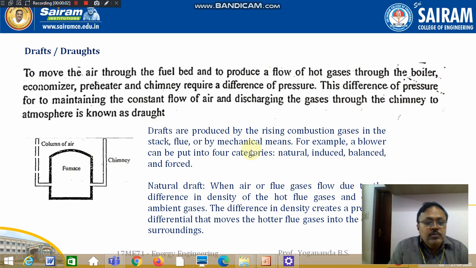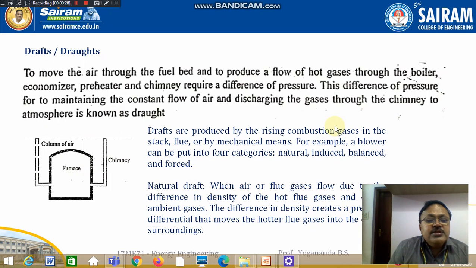Now we have drafts or draughts. Okay, what are drafts or draughts? For movement of any fluid, whether it is liquid or gas, from one place to another place, we need a difference of pressure. So this difference of pressure is nothing but our drafts or draughts.